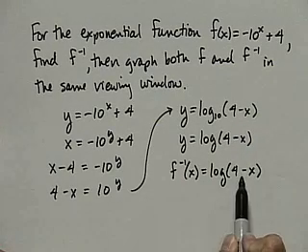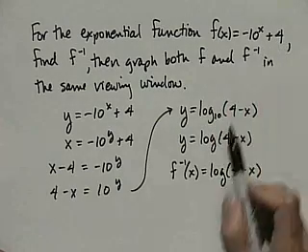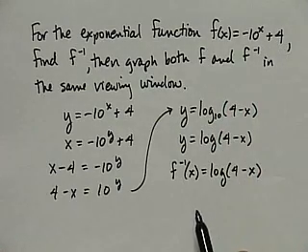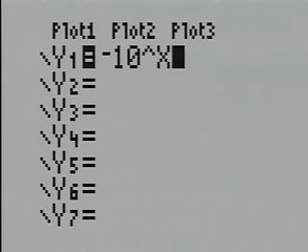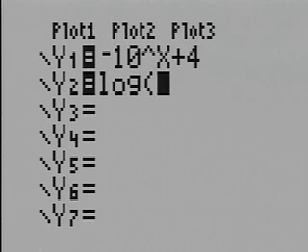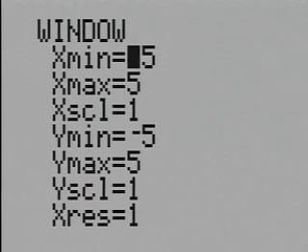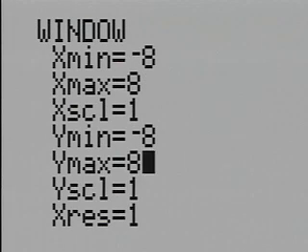So I found f inverse, and now I want to graph f of x and f inverse of x in the same viewing window. Well, let's look at a calculator and do that. So on our calculator, we'll put in negative 10 to the x power plus 4, and on your calculator find your log base 10 button, and inside it put 4 minus x. Now as far as a viewing window, what we have set right now is negative 5, 5. Let's extend that to negative 8, 8 with a scale of 1, negative 8, 8 with a scale of 1 in the y direction, and look at a graph.